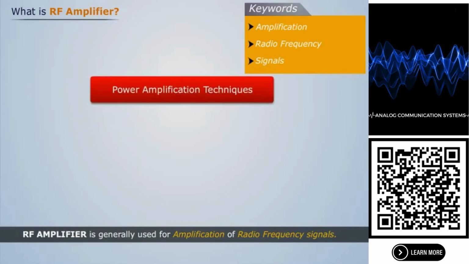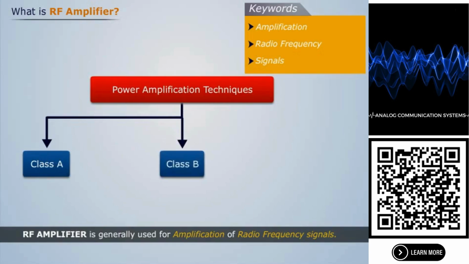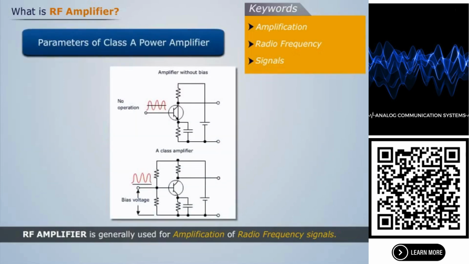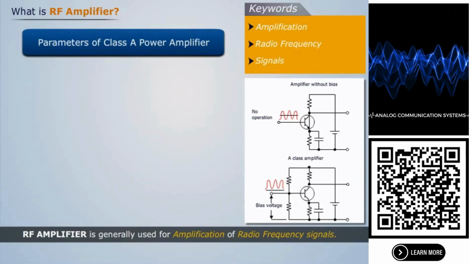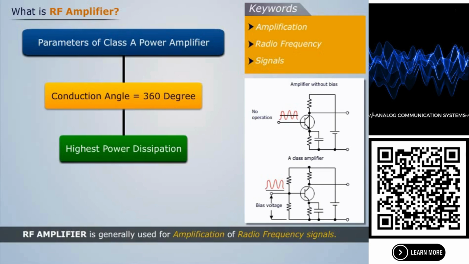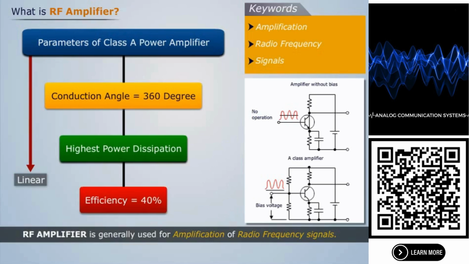Now let us see the basic RF power amplification techniques. Class A power amplifier, Class B power amplifier, Class C power amplifier. First, let us see the parameters of Class A power amplifier. Conduction angle is 360 degrees. Power dissipation is highest. Efficiency is 40%. Class A is linear amongst all classes. Class A is the most inefficient power amplifier.